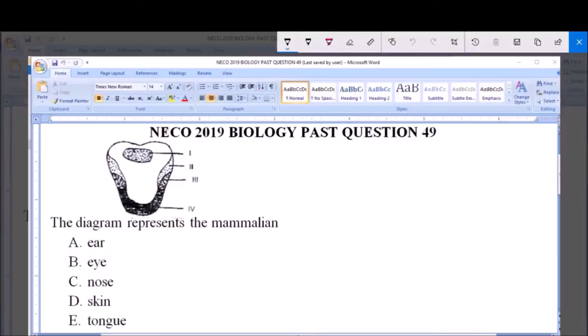I will be answering NECO 2019 biology past question 49. The diagram represents the mammalian: A. ear, B. eye, C. nose, D. skin, and E. tongue.